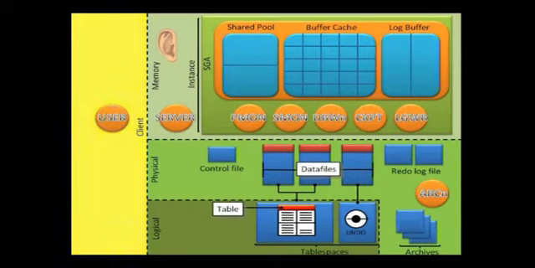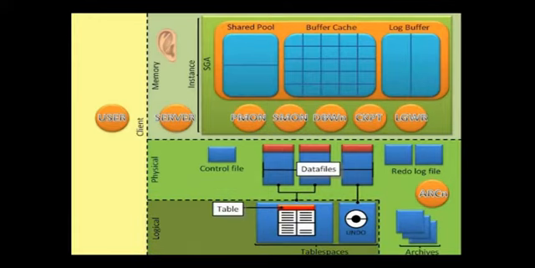On the left side, you have the client tier. On the right side, you have the server tier. The server side is divided in three main structures: the memory, the logical structure, and the physical structure.